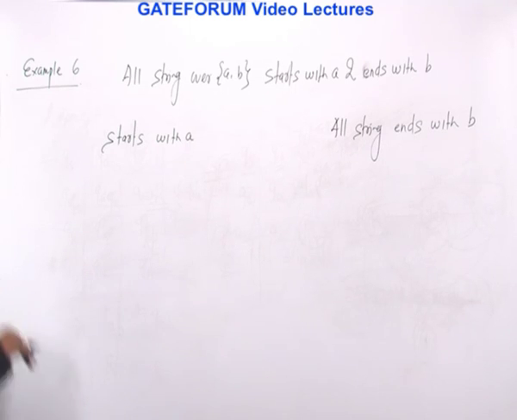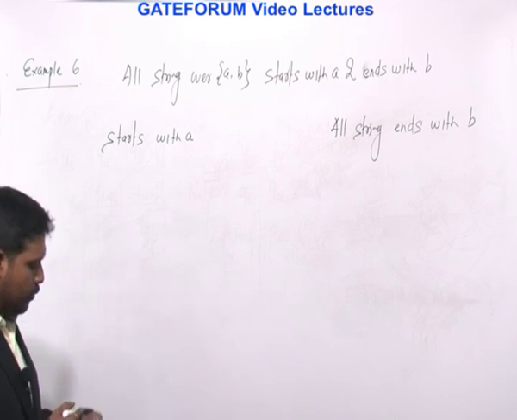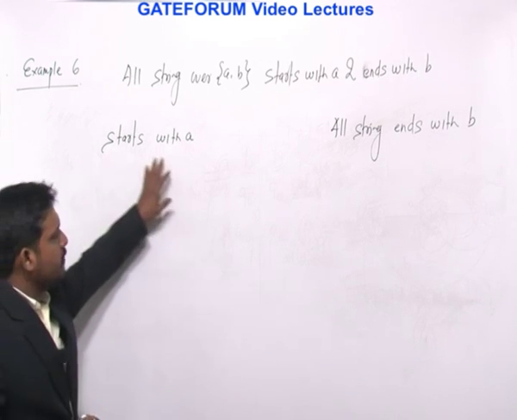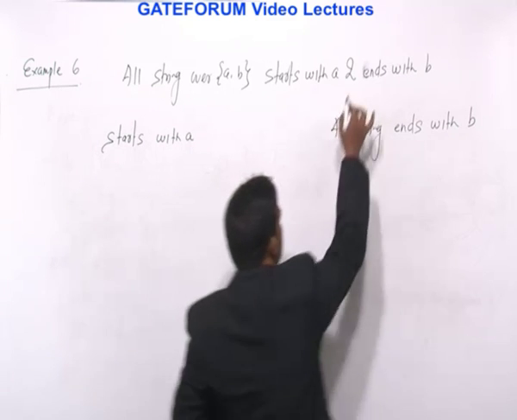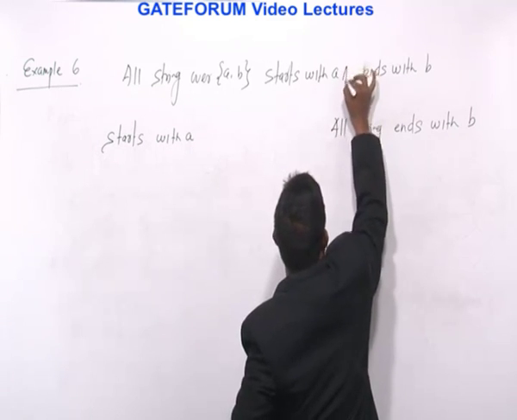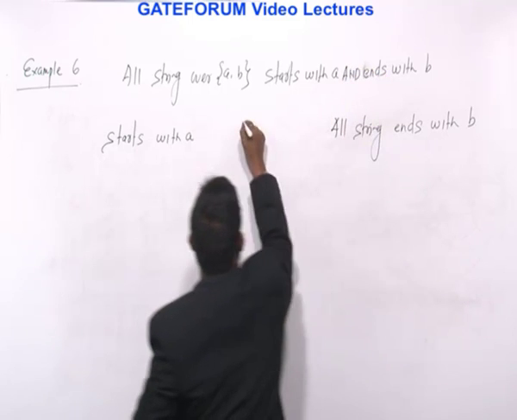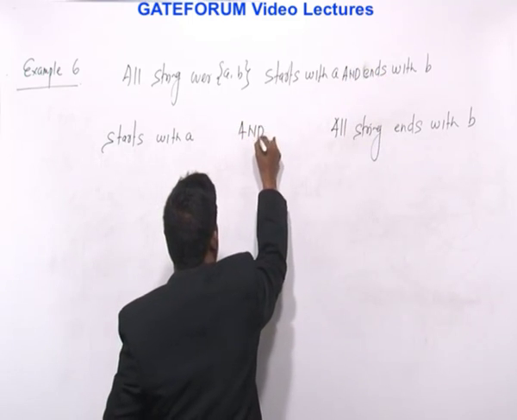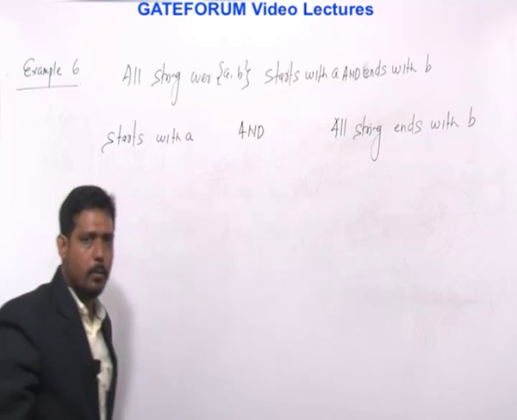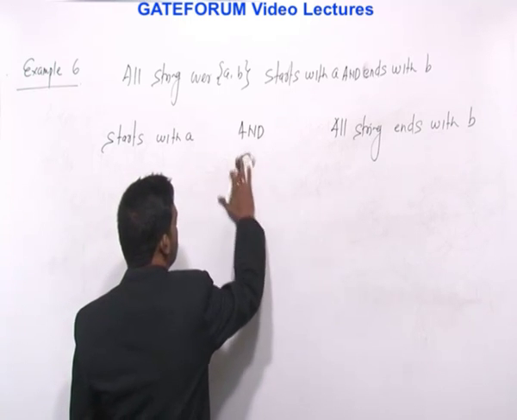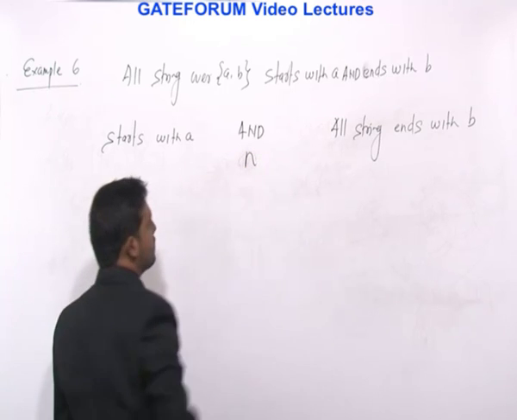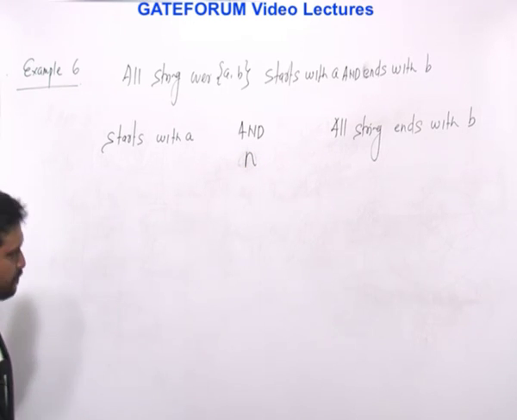Let's go with our usual method and design it, then I'll come to the alternative perspective. We have already seen the starting pattern and the ending pattern. Starts with A and all strings end with B. What we want here is the AND operation, and I already told you that the AND operation is equal to intersection. This string starts with A and ends with B.